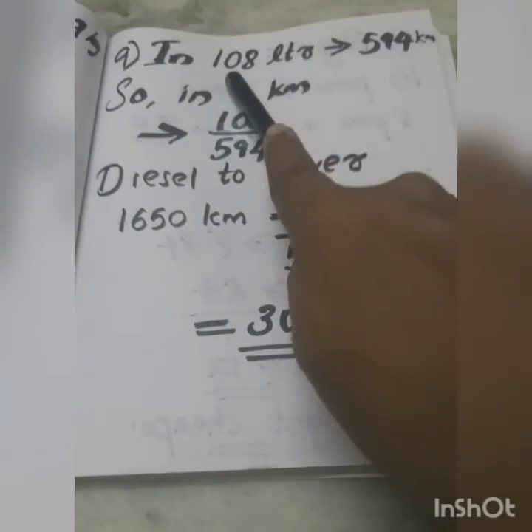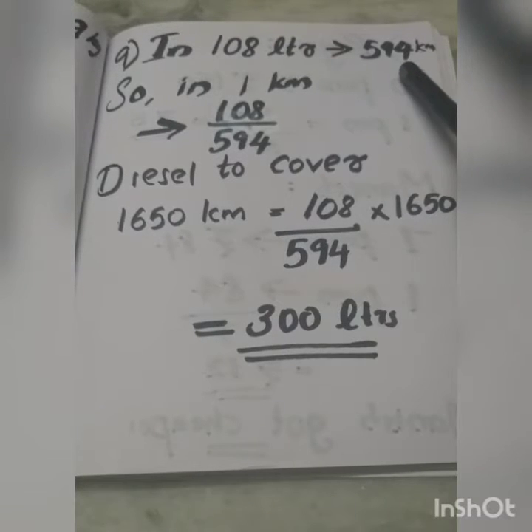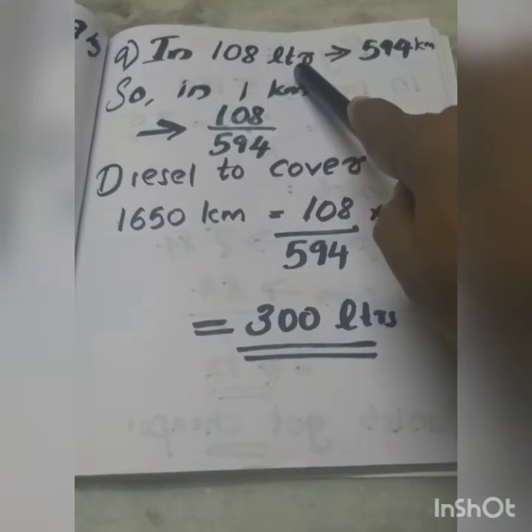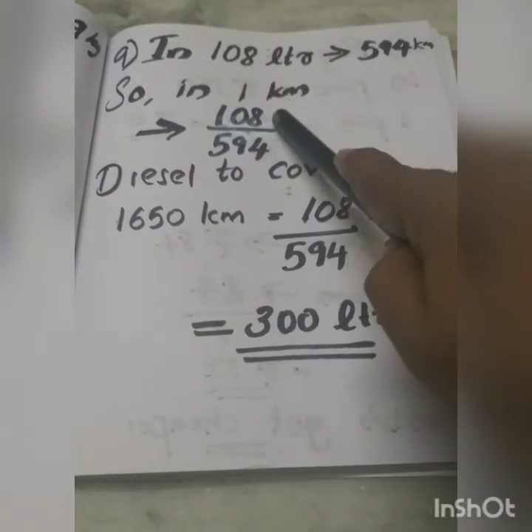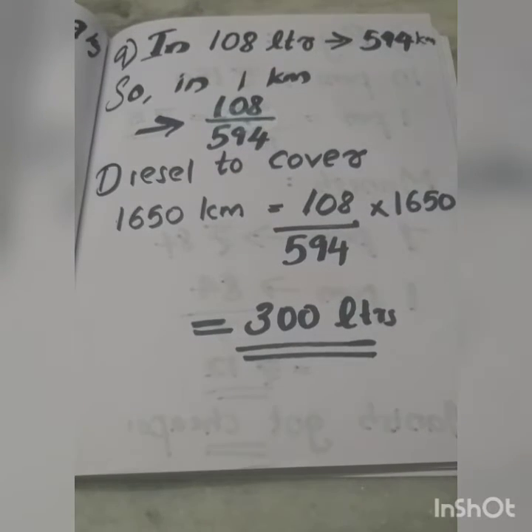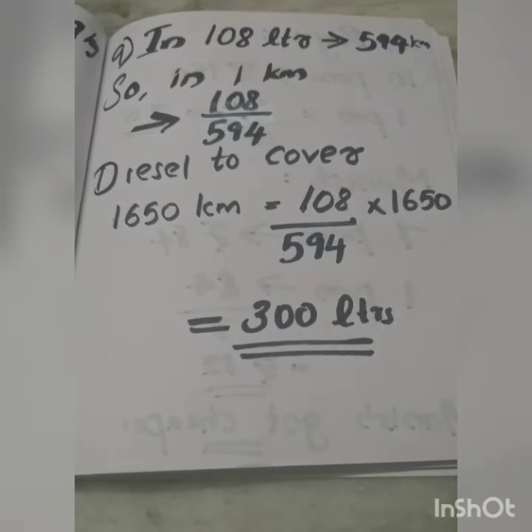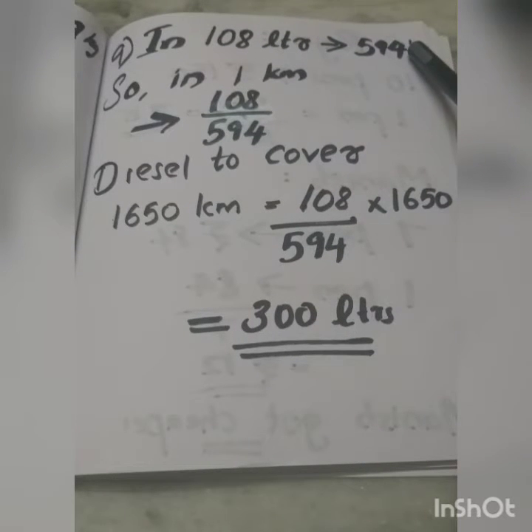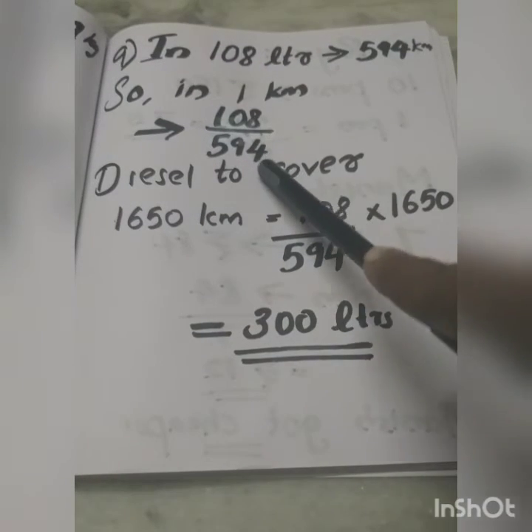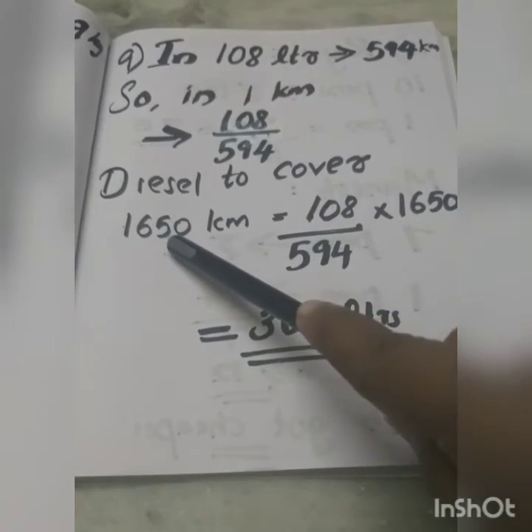So in 108 liters of diesel, 594 kilometers it covers. So for 1 kilometer, how much diesel will be required? 108 by 594 liters. So for 1 kilometer how much diesel is required? 108 divided by 594. So here our question is what diesel will be required to cover 1650 kilometers.